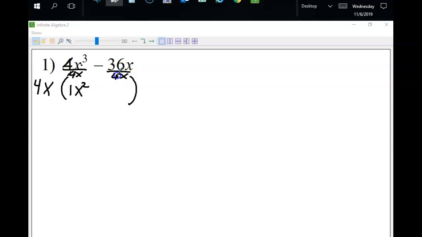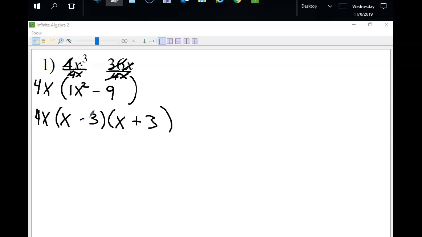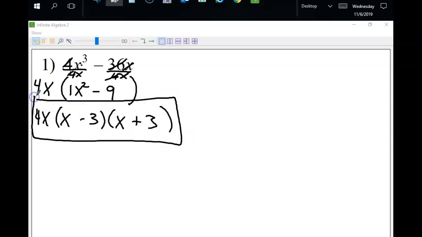And then 4 goes into 36 9 times, and then x divided by x is 1, but we don't need to write another times number. Then we're left with something with 2 terms, and when there's 2 terms, we use the strategy known as difference of squares, right? Maybe you may not be able to use it. Sometimes you can, but in this case we can. It is a difference, and these are 2 perfect squares. So the square root of x squared is x. And the square root of 9 is 3. One's plus and one's minus. So this was a double factoring situation. GCF, difference of squares. Okay.